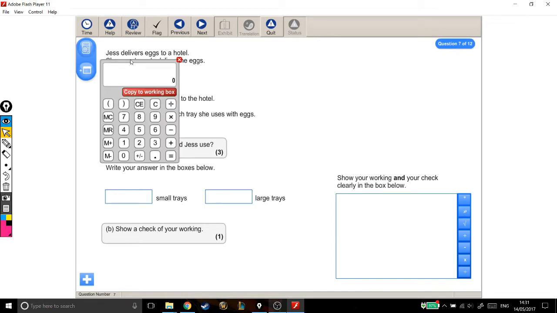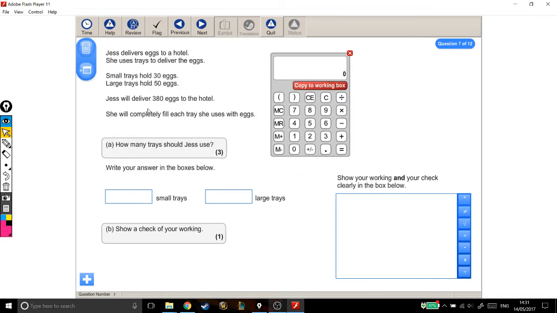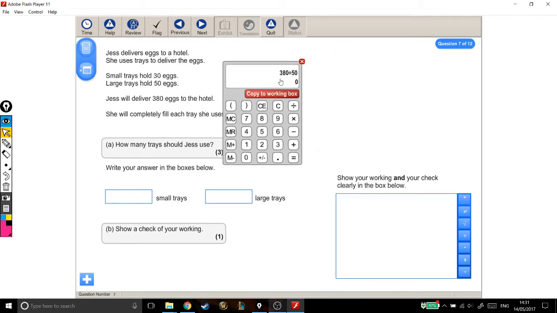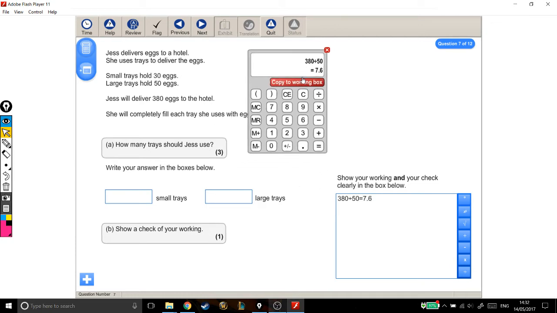I'm going to take 380, which is the total number of eggs she's got, and divide it by how many eggs a large tray holds. The reason I'm doing that is, if you think about it one way, I'm taking my big pile of 380 eggs and splitting it into bunches of 50. However many bunches of 50 I get, that's how many large trays I'll need. So 380 divided by 50 tells me that I get 7.6 bunches, and I'll need 7.6 large trays.